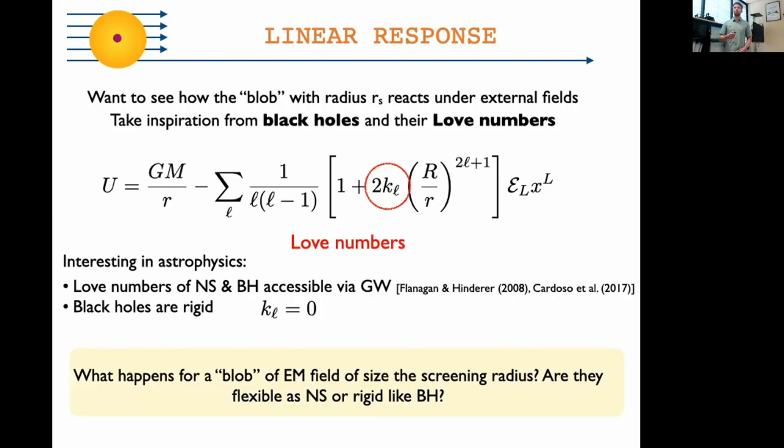So why Love numbers? Why might this be interesting? Well, because we know that in the context of black holes, and not only, but also neutron stars and compact objects, these quantities can be accessible, for example, via gravitational waves.